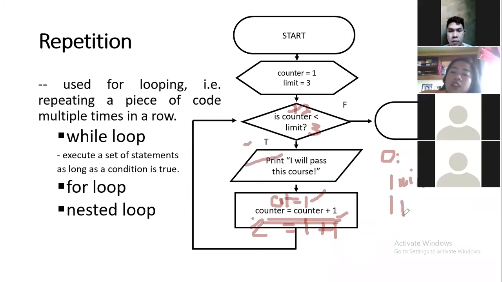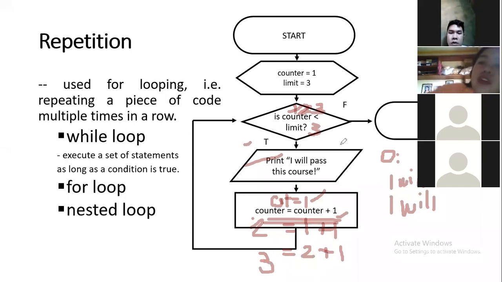So there's another statement here. I will pass this course. And then baba, execute yung math. Counter, anong value ng counter? 2. 2 plus 1. What is the new value of counter? 3. So 3 plus 3 and then ikot. New value of counter is 3. 3 less than 3. True or false? False. So this is your output then. Okay? Nag-print siya ng dalawang beses.